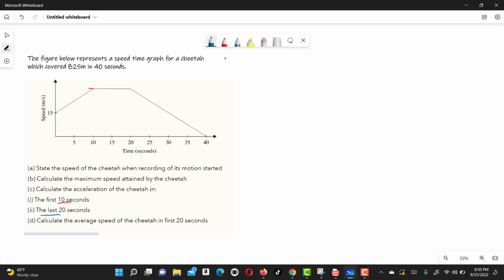So part D is asking us the average speed. The average speed of the cheetah is equal to the total distance over the total time taken. We know the total time taken, you're told, in the first 20 seconds, but we don't know the total distance from t equals 0 to t equals 20. But we can find it if we subdivide that figure into, let's say, figure A and figure B, because we said initially that the area under the graph is the same as the distance. So we need to get only the area of figure A and figure B.